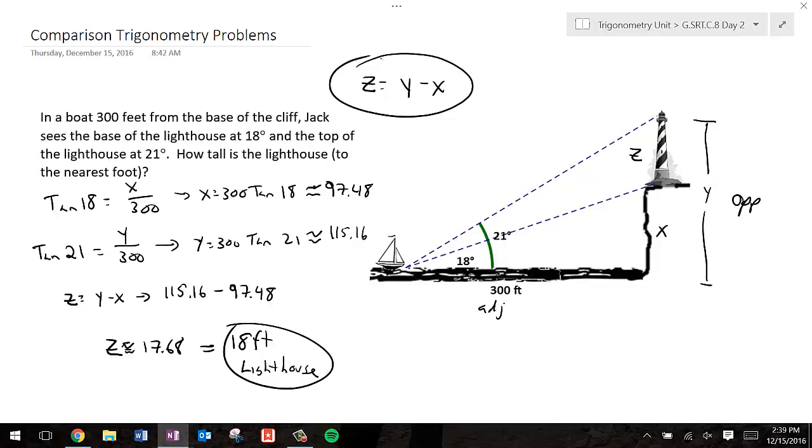So that would be all we'd have to do for a problem where they gave us multiple triangles and they wanted us to find a piece of information other than in our right triangle.